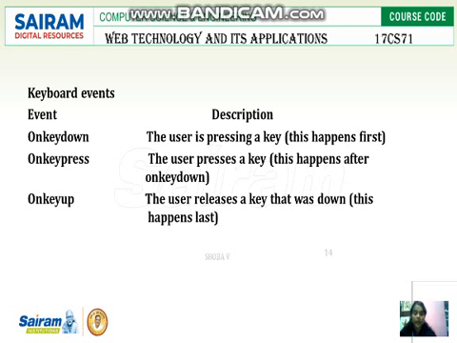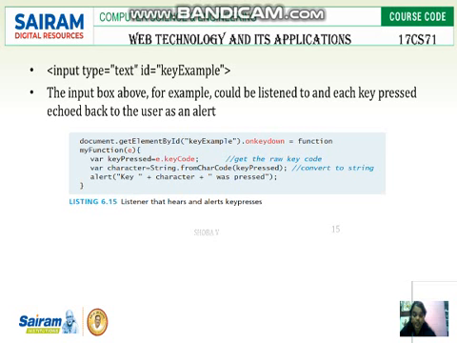And these are the keyboard events, which are very simple. Before keypress, you have onkeydown. So the user is pressing a key, this happens first, and onkeypress happens afterwards, and at last onkeyup takes place. This is the input type of the input. In the input box we give some text, and for example each key pressed could be listened to and echoed back to the user as an alert.